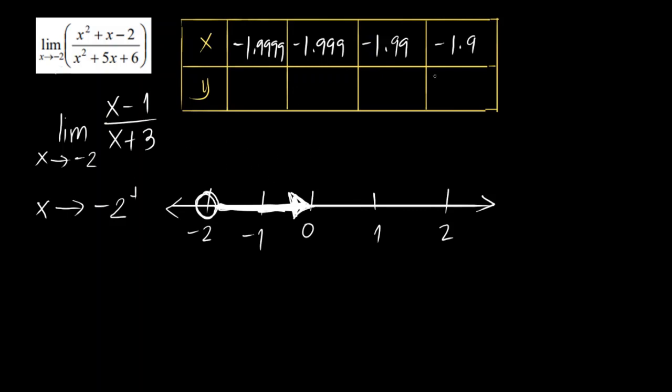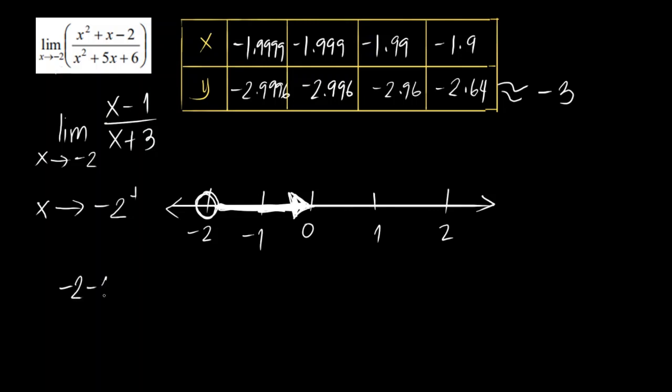Now, substituting all of these values into our expression, you will get negative 2.9996, negative 2.996, and so on, which, as you can see, are all close to negative 3. If you really want to make sure it's close to negative 3, substitute negative 2 here, and you get negative 2 minus 1 over negative 2 plus 3. You get negative 3 over positive 1, which is equal to negative 3.